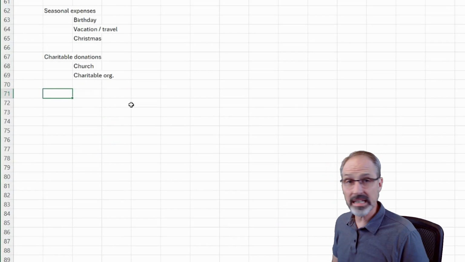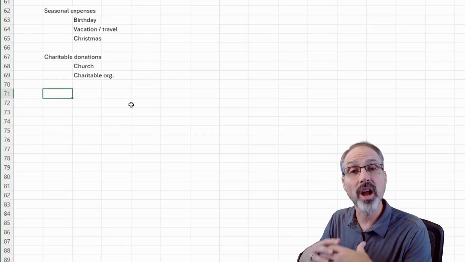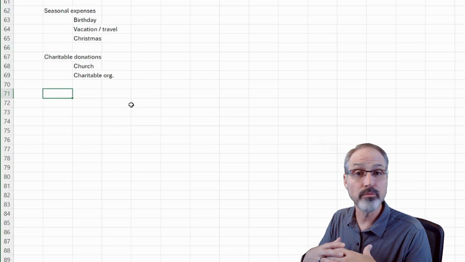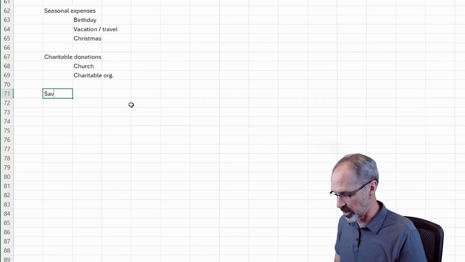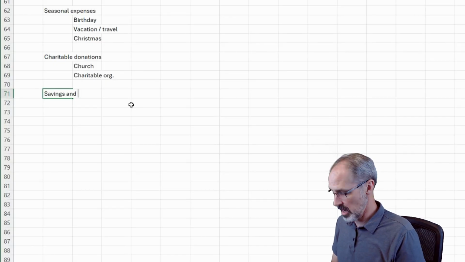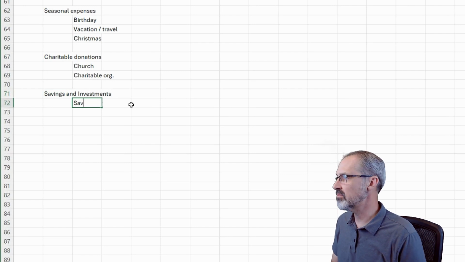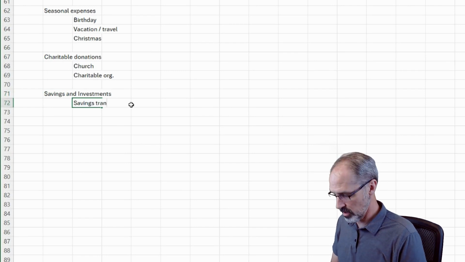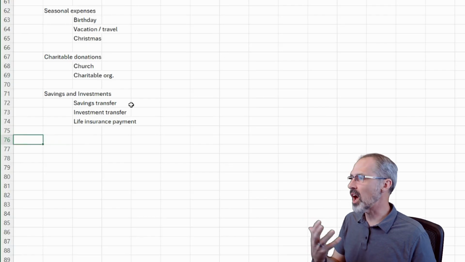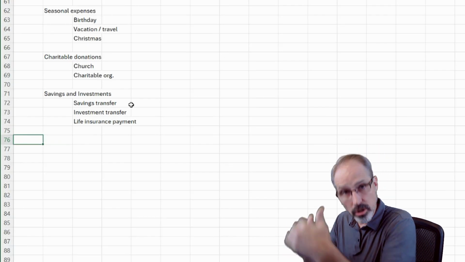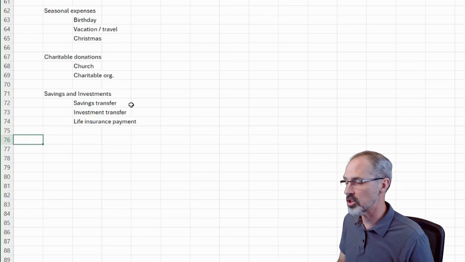And then finally, because we're looking at cash flow and we're not just looking at your total net worth, what we want to do is put in here savings and investments. And that may be stuff like transferring to a savings account. It could be an investment, transferring to an investment account. It might be life insurance payments. These are the broad categories. And if you have any others, you stick them in here as well. Anything you want to do to track it.